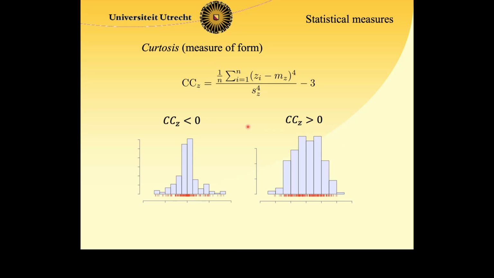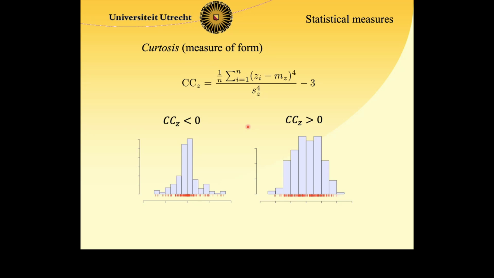So these are four different measures that describe the form of the histogram or the cumulative distribution of data. So the mean, the variance, the skewness coefficient, and the kurtosis.